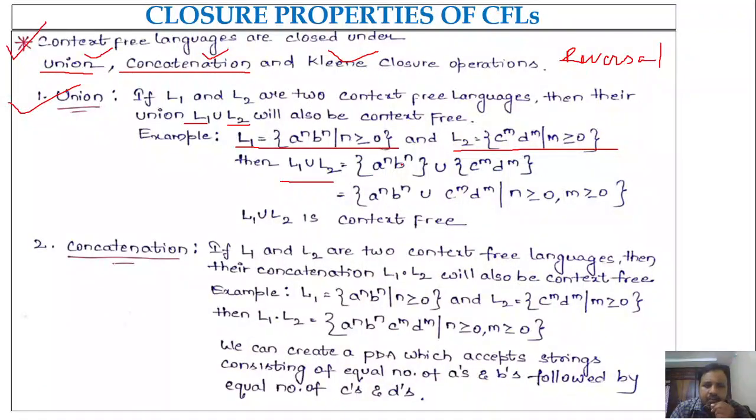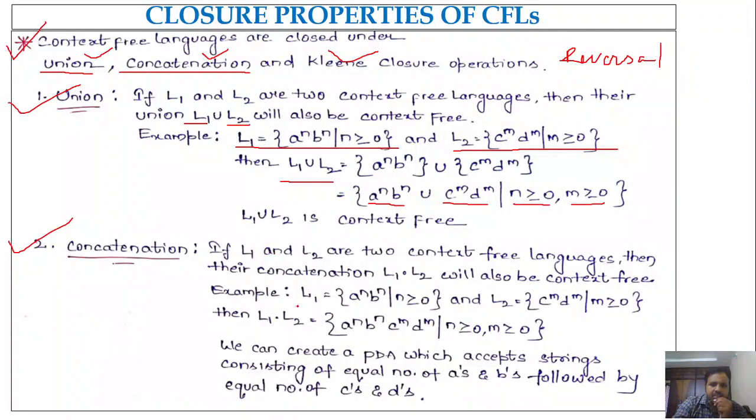So a power n, b power n, union c power m, d power m, such that n and m are greater than or equal to 0. So this language that we got, the union of two context-free languages, will also give a context-free language.